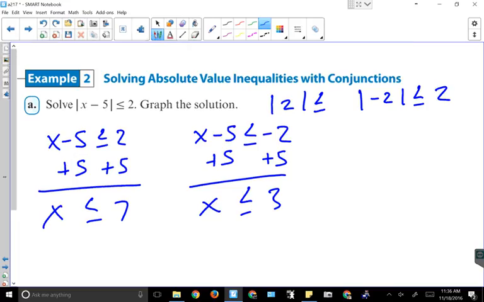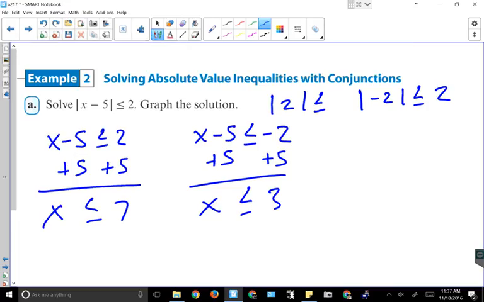Let's pick a value that is less than 7. Let's put 5 in there. 5 minus 5 is 0. Is the absolute value of 0 less than or equal to 2? Yeah, 0 isn't equal to 2, but it's less. So let's try another one. Let's try a number that's even less than 3. Let's put 1 in there. Is 1 less than 3? Yeah. 1 minus 5 is negative 4. The absolute value of negative 4 is 4. Is 4 less than or equal to 2? No. We've got a bit of a problem here.